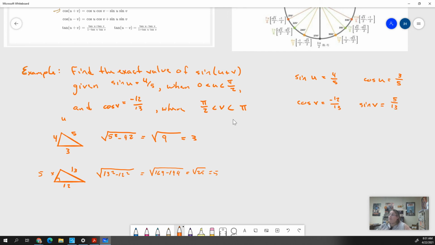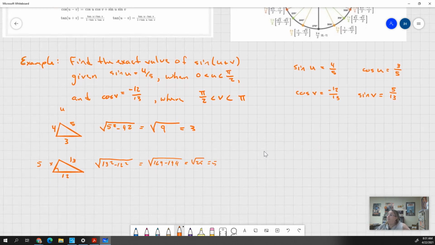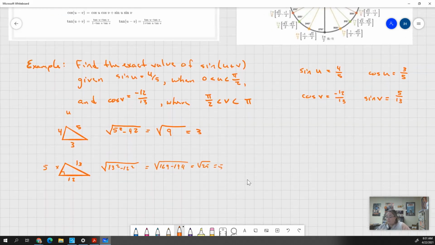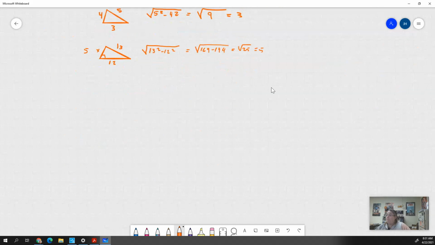Right? And now all we have to do to solve this, to find our sine of u plus v, is to plug in those pieces, right? We know that sine of u plus v equals sine of u times cosine of v plus cosine of u times sine of v, right? And so we just need to go find those pieces now.